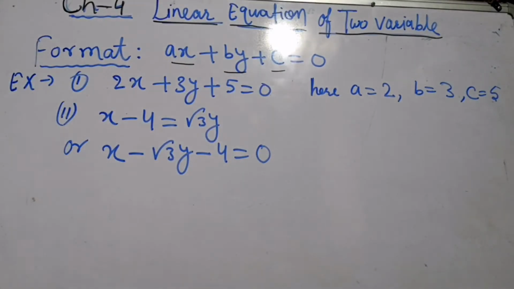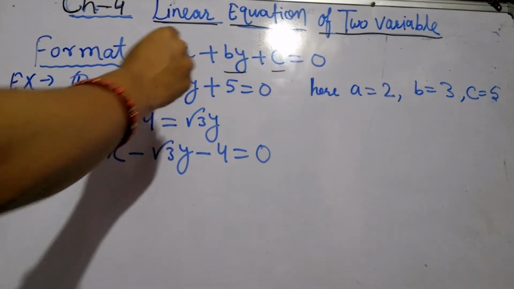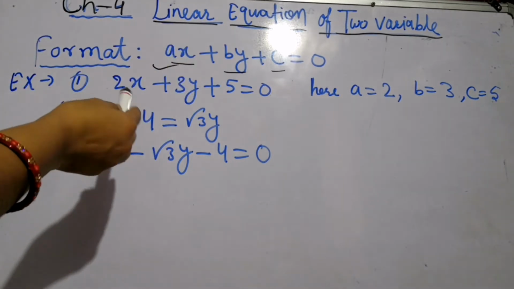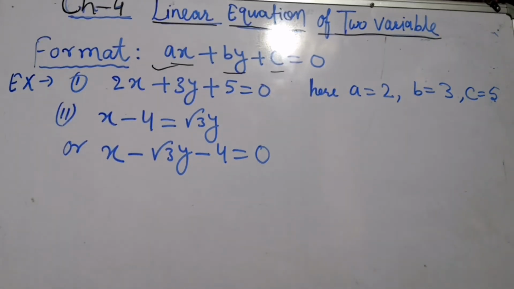Since we have already learned in standard 8 about linear equation of one variable, in those equations only one variable was used, and since here two variables are used, the format is this. An example is 2x plus 3y plus 5 equals 0, where a is equal to 2, b is equal to 3, c is equal to 5. How can you get the a, b and c values? By comparing the format with the given equation.